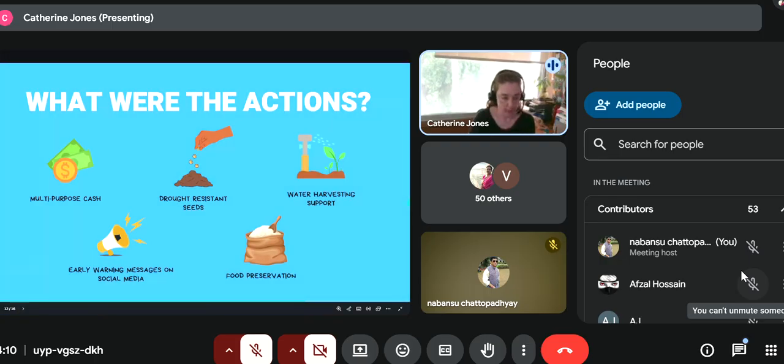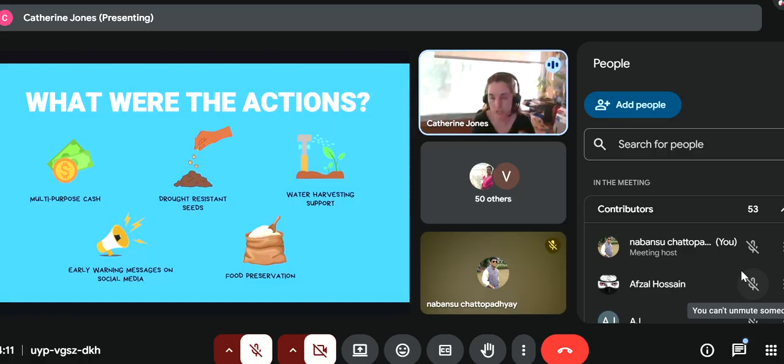So what did we do? Getting to the crux of it, we did a range of 5 different anticipatory actions. We did multi-purpose cash distribution, but also digital literacy of communities as well who may be receiving their first bank account. We did drought-resistant seeds, water harvesting support, so that was mainly through water tank installments, early warning messages on social media, but also through community leaders as well as extension workers from the Department of Agriculture and Livestock, and then also food preservation. So what food that they had growing at the moment and they were harvesting, ensuring that we found alternative ways to keep them fresh or stored to prevent rotting, but also longer shelf life as well.